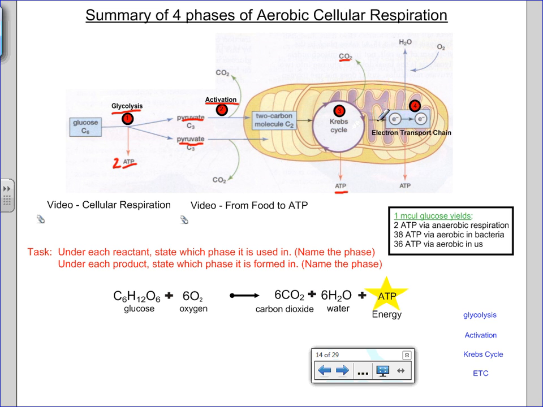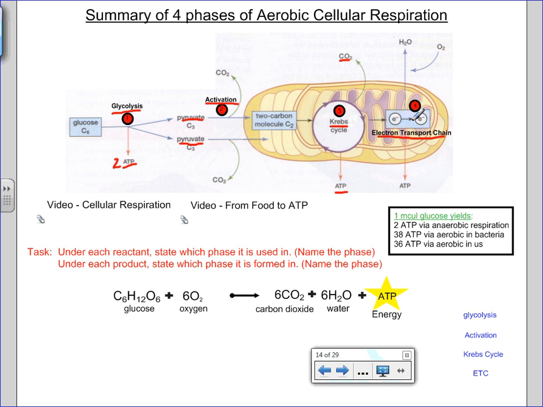Products from the Krebs cycle, other products, are known as electron carrier molecules. They're coenzymes, and they will carry electrons to the electron transport chain. So the electron transport chain is the 4th phase. Okay. The Krebs cycle was the 3rd phase. The electron transport chain is the 4th phase.